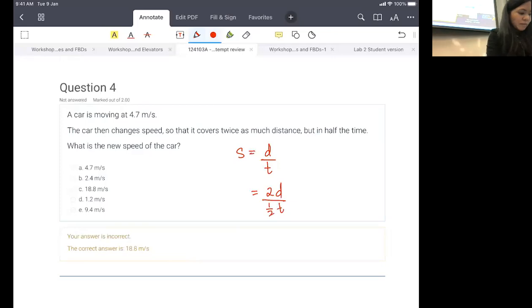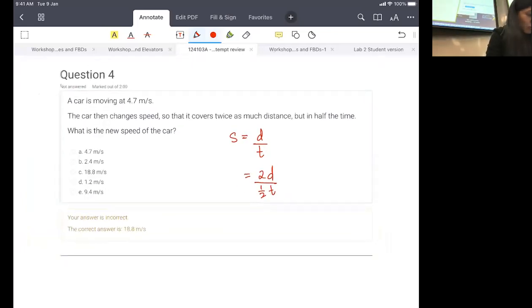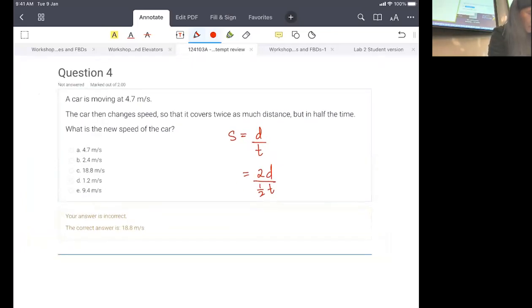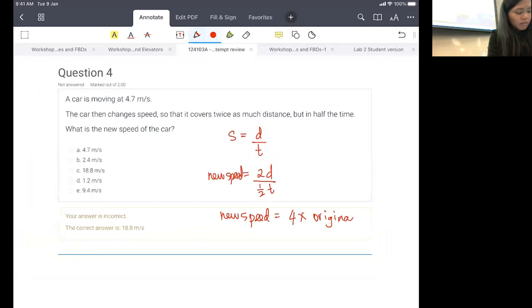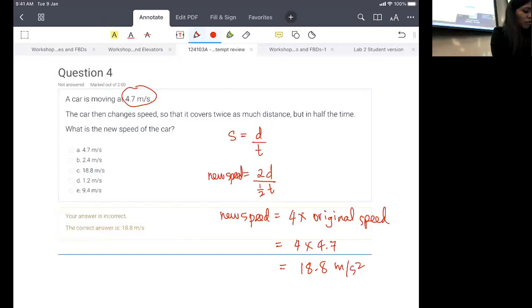That means the new speed should be 4 times the original speed, which is given. 4.7 is the original speed. So multiply that with 4, and 18.8 would be the new speed.